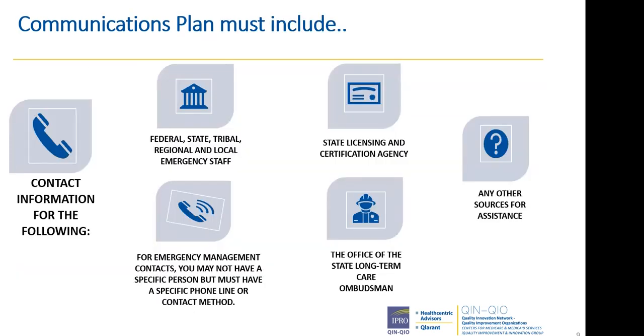Verify that contacts for all of the entities above are updated regularly. These are federal, state, tribal, regional, and local emergency staff, state licensing and certification agencies, the Office of the State Long-Term Care Ombudsman, and any other sources for assistance. For emergency management contacts, you may not have a specific person, but you must have a specific phone line or contact method.